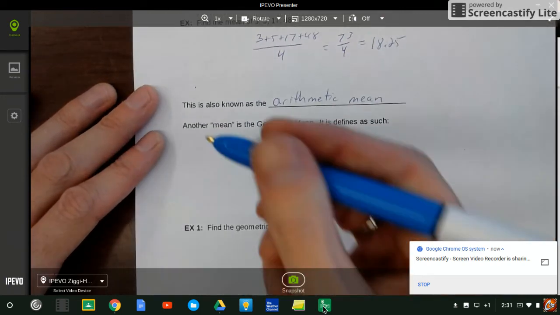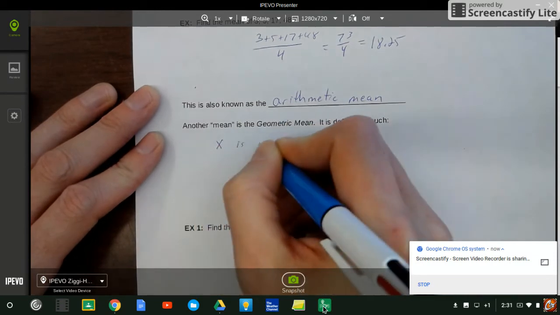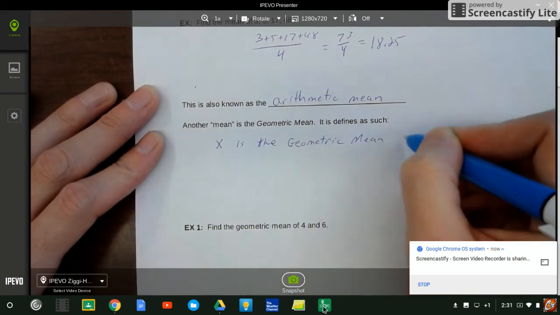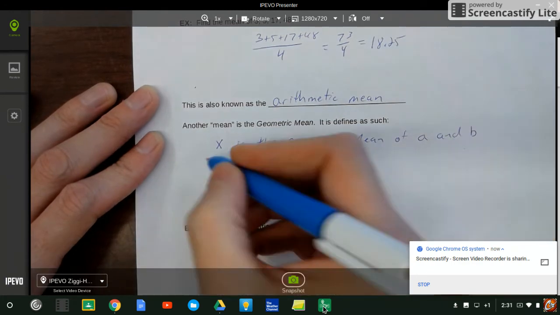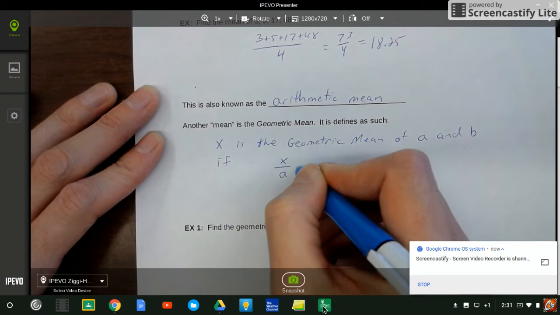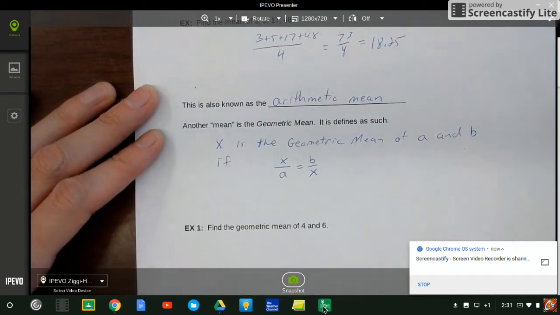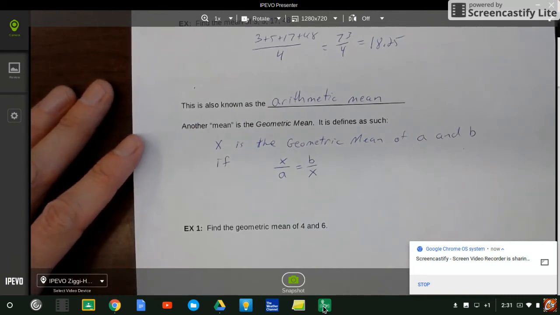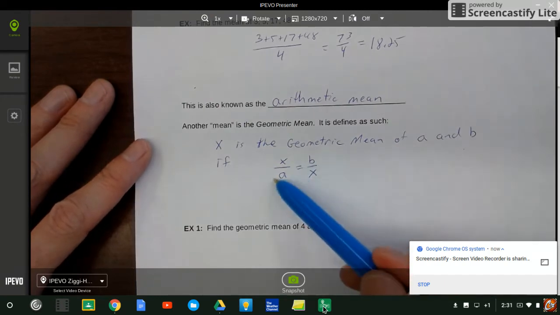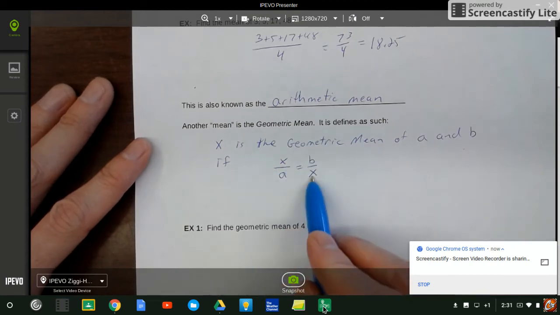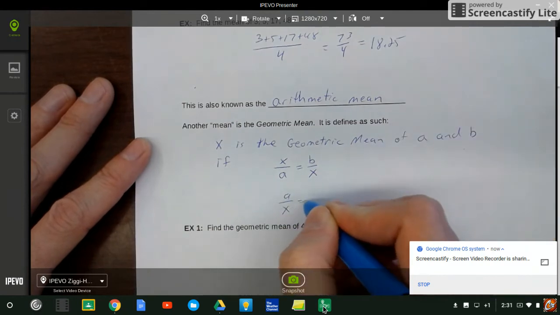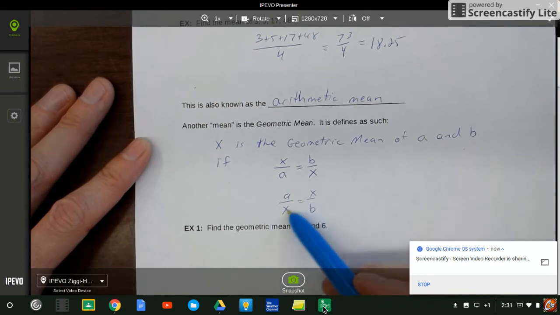And the geometric mean is defined as such. X is the geometric mean of A and B if X over A equals B over X. Okay, that's what we mean when we say the geometric mean. X is the mean. Notice these two numbers have to be the same. These two numbers can be different. You don't have to have it in that order. You could have A over X equals X over B, but two of the numbers across from each other in their proportion have to be the same. The other two are allowed to be different.